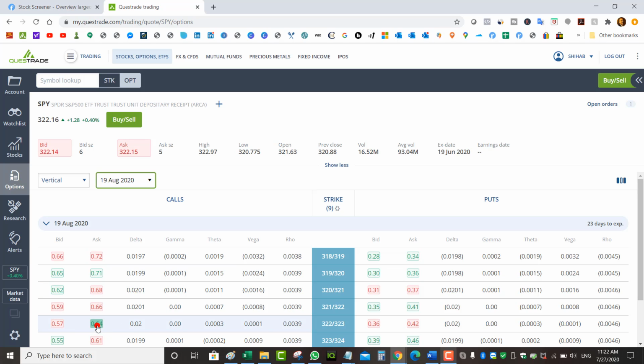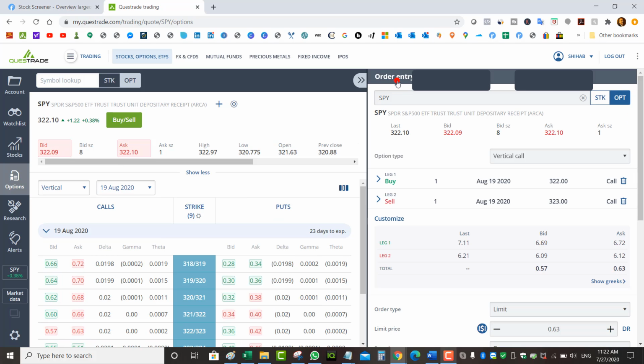So if I click anywhere on call debit spread, the order entry updates automatically. I might have to make some adjustments based on the strikes that I want. Now, to be considered a debit spread, you have to pay to get into the trade. So as you can see, this here is a debit spread. If I'm getting a credit to get into the trade, then it's a credit spread.